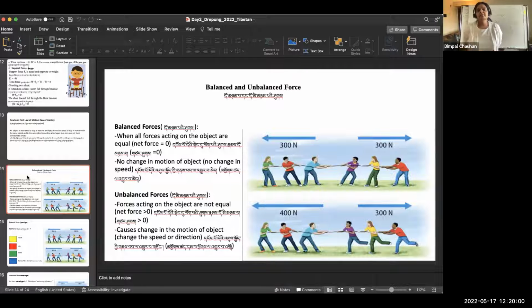So what are balanced and unbalanced force? Let's say we have one team here, the other team here, and they are applying equal force on each side. What will happen? Who will win?